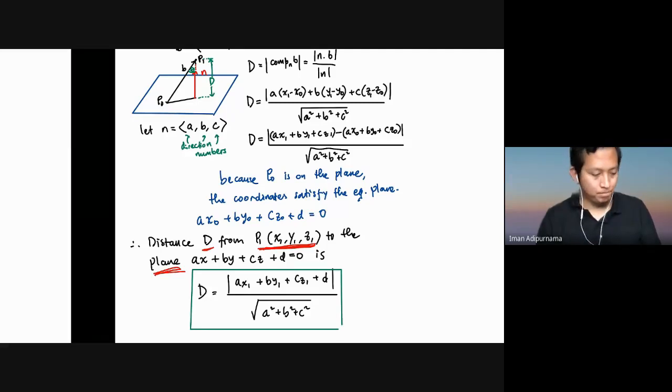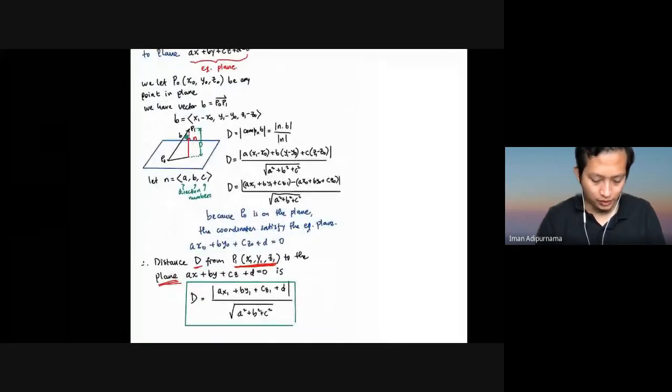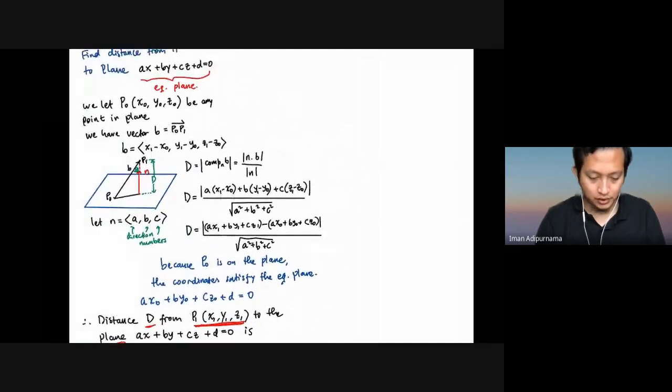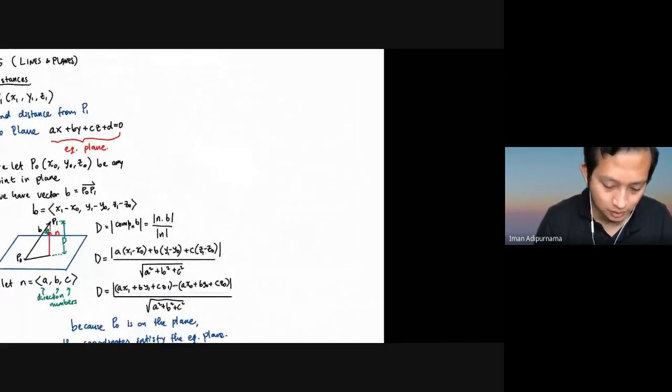Okay. Now I will give you some examples and some notes for some terms in line and plane. I hope you get the idea for the distance.